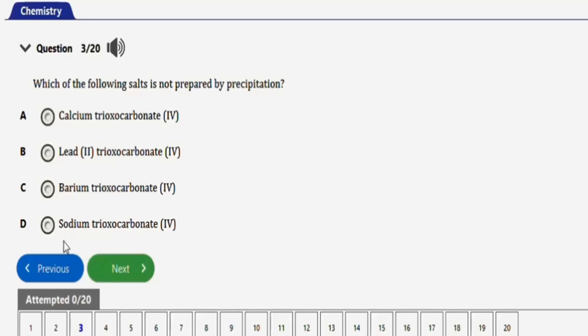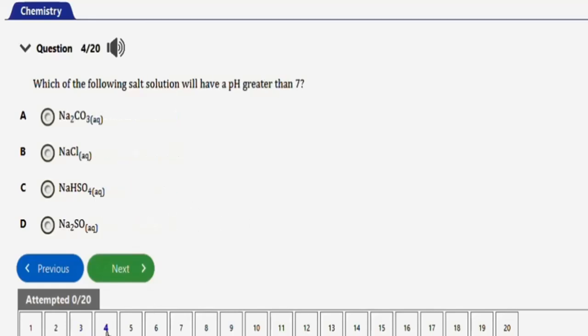Okay, next question will be this one. It says which of the following salt solutions will have a pH greater than 7? So that should be a basic compound. Alright, so the right option here would be option A, which is sodium carbonate.